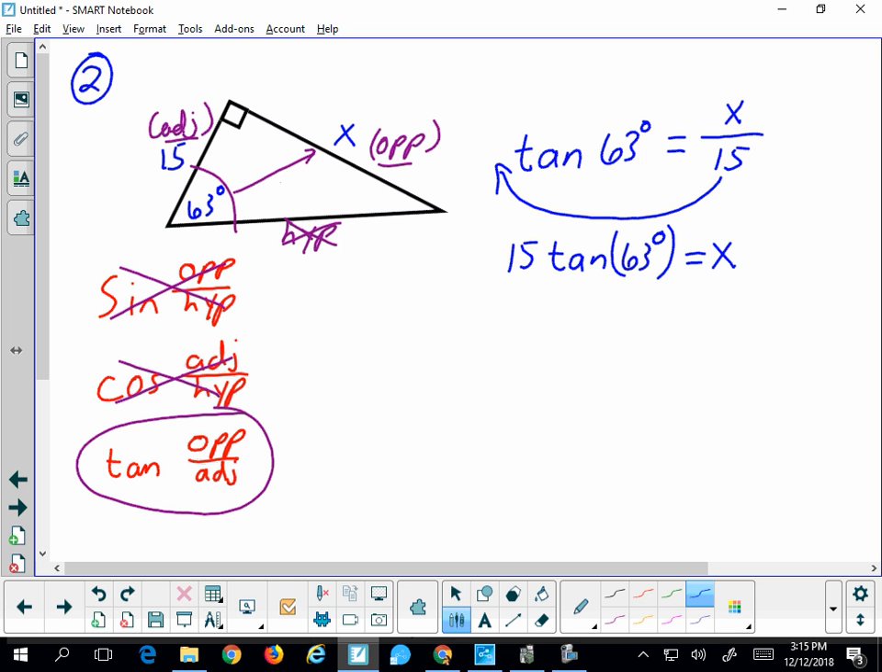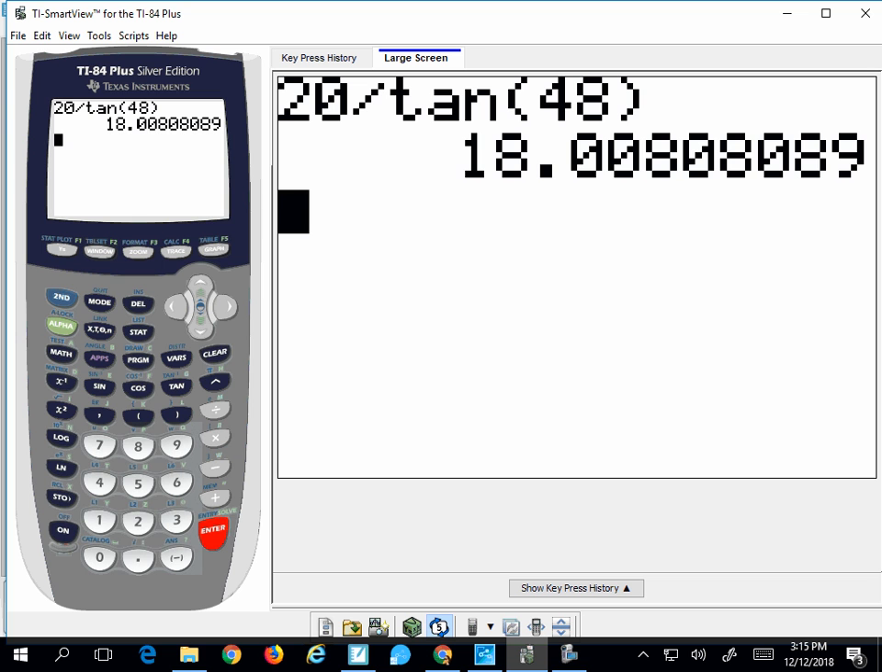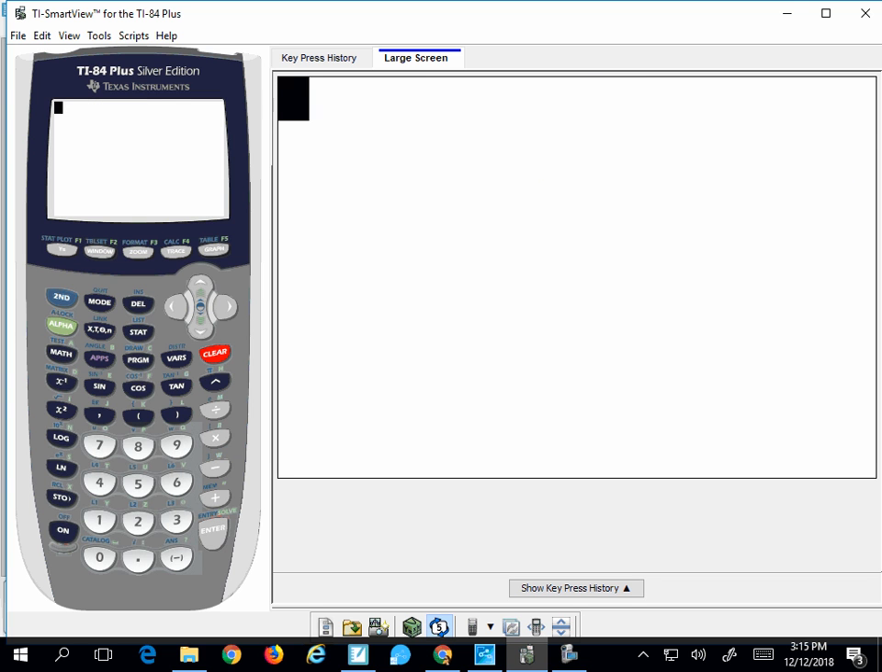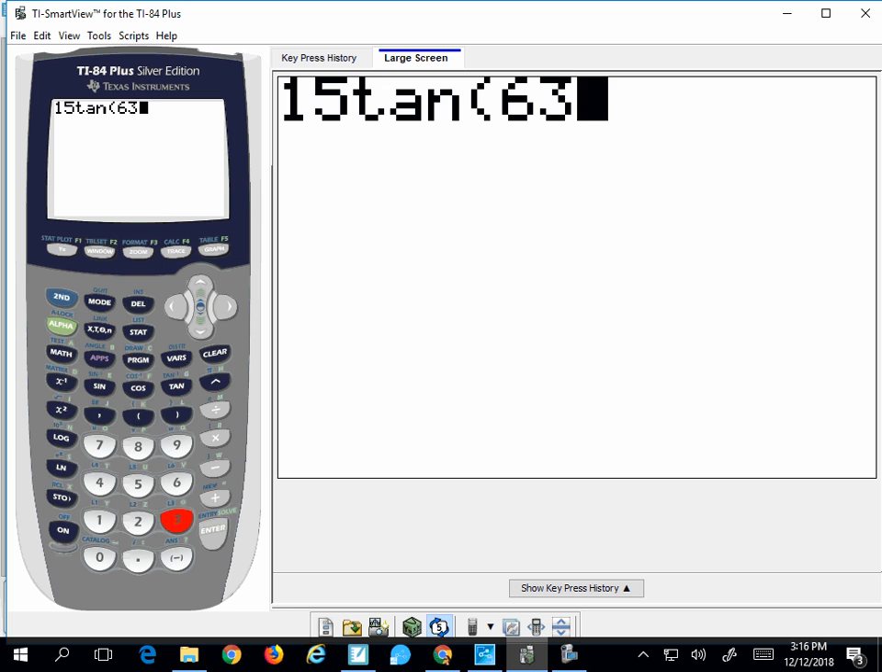I think the calculator automatically puts the starting parenthesis, and then we close it up. So in my calculator, I'm going to type in 15 tangent 63 degrees. You can put your multiplication symbol there, but you don't have to. Just type in 15, tangent, followed by your angle measure, 63 degrees.